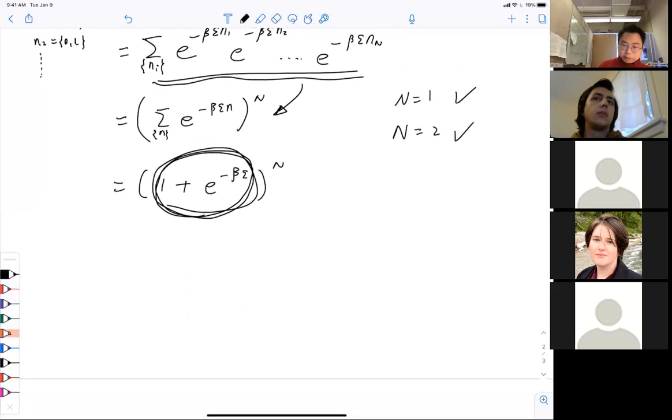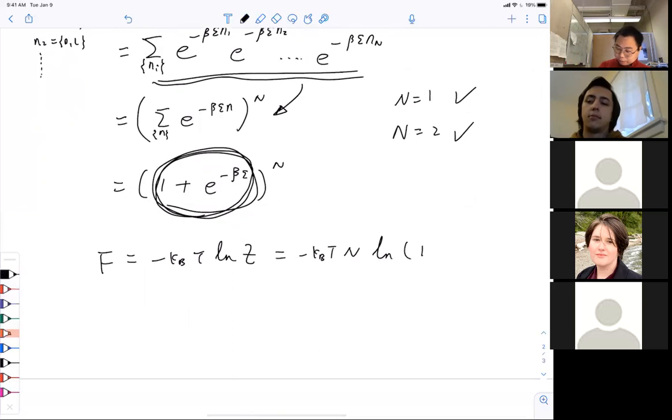Okay, so once we have this partition function, thanks for asking questions, we can write down the free energy, which is k_B T log Z, which is k_B T and log of 1 plus this guy. So if we have the free energy, we can calculate the other stuff.